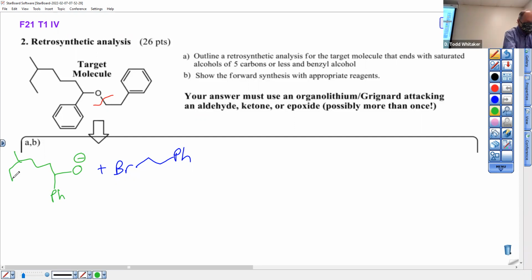Now the question is, how do I make these two target molecules? Yeah, you have new targets. This can be made from an alcohol. Anytime you see a halogen, it could be made from an alcohol. So let's get something going here. Try to draw a nice retro arrow. That's not a bad one. It comes from an alcohol.